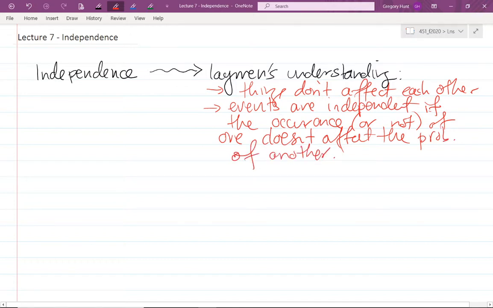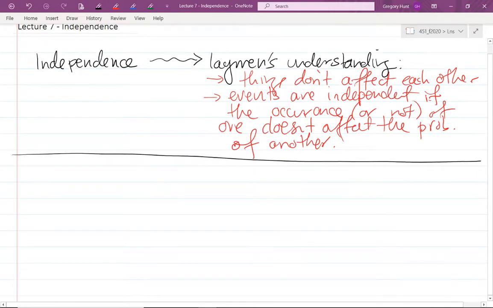These are reasonable layman's understandings of what we mean when we talk about independence, but that won't do for a formal probability class, so we have to formalize this definition of independence of events. What we'll do today is formalize the definition, talk about some of the consequences, and hopefully show how it follows our layman's intuition about what independence means.